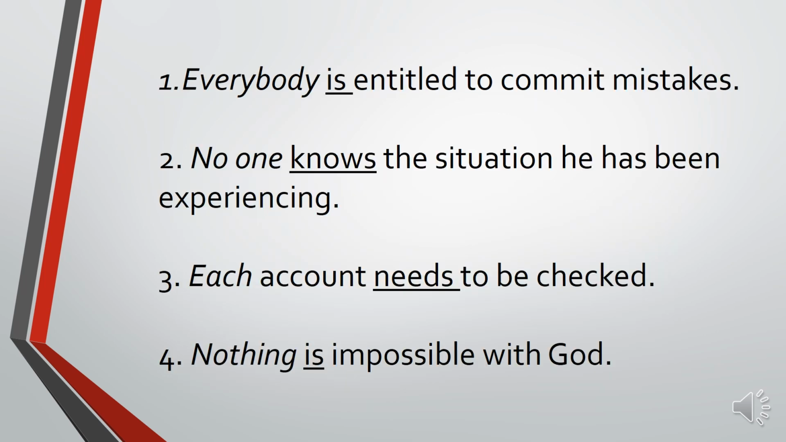So look at the following examples. Let's have the first example. Everybody is entitled to commit mistakes. So the italicized word here is our singular indefinite pronoun, and our verb here is is. So why did we use is? Because our subject is a singular indefinite pronoun. Number 2, no one knows the situation he has been experiencing. So we have here the verb knows. Why did we add s to the word know? Because our subject is, again, a singular indefinite pronoun.